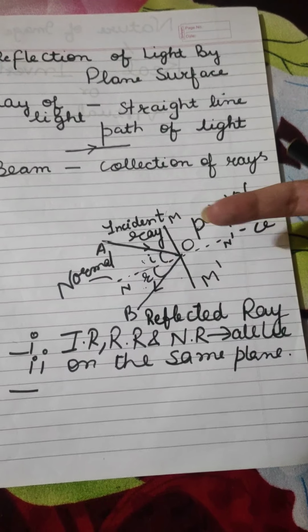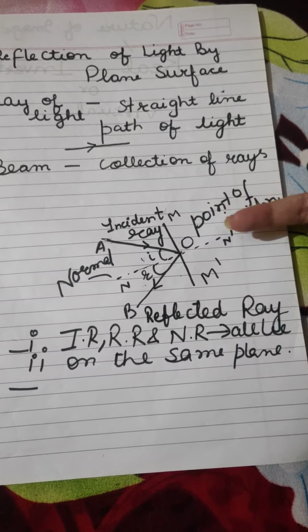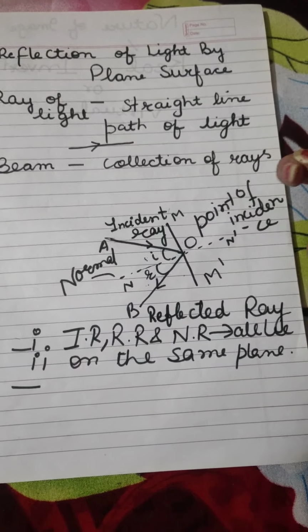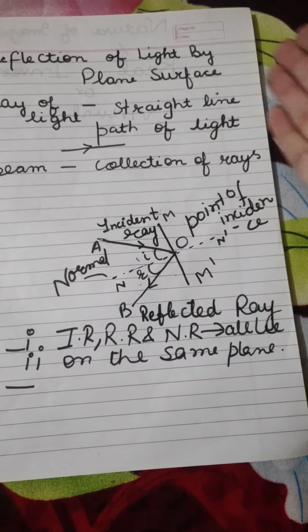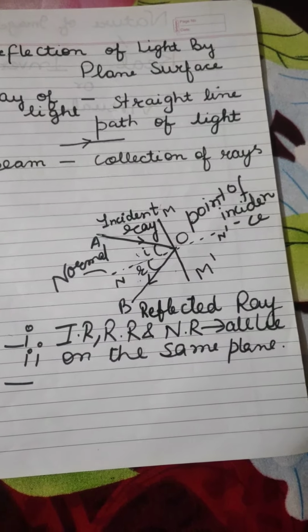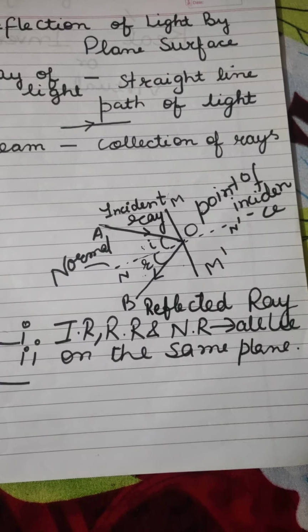So the first conclusion I've got is that in reflection, my three rays, the ray that is striking, the ray that is getting reflected back, and the perpendicular which I've drawn, all three of them are going to lie on the same plane.